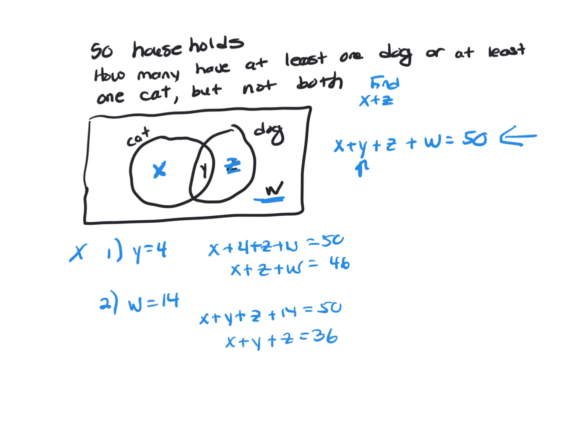And we're trying to find X plus Z, and I've got Y in the way. So I can't do it. This does not work. So what do we do? What do we do now? We put those two together. And what do I have there?